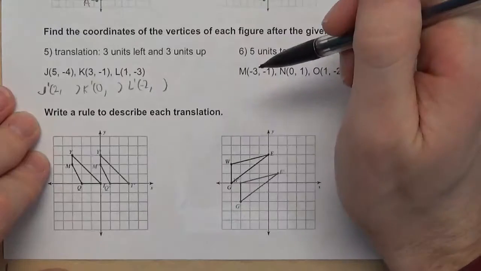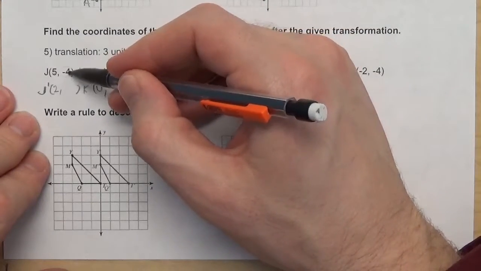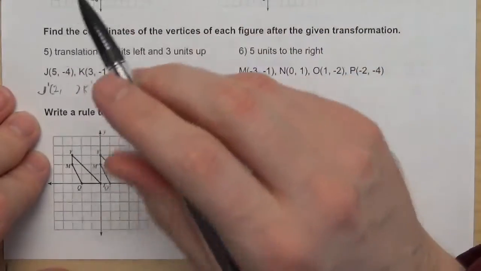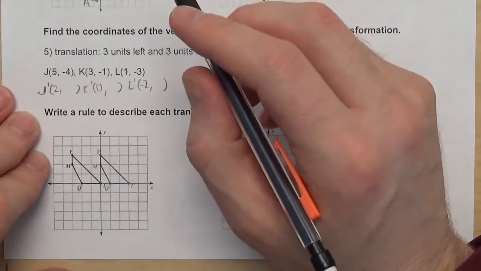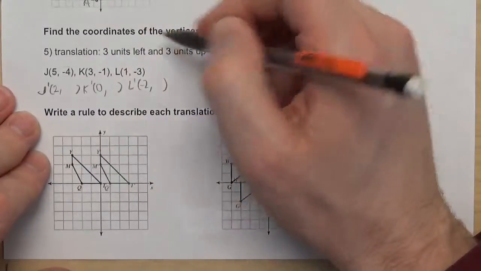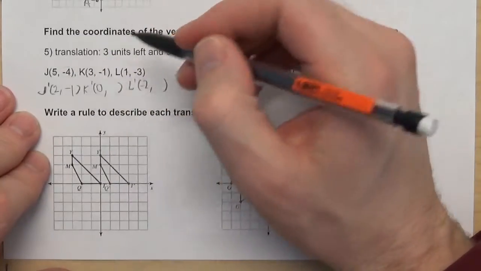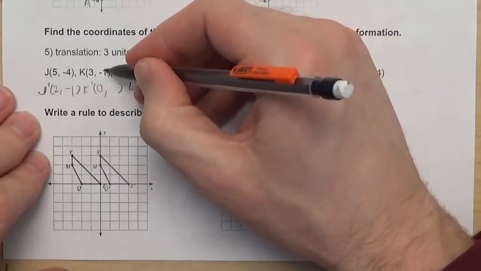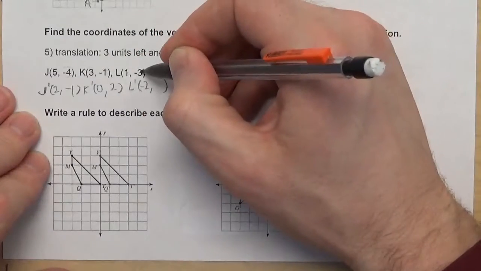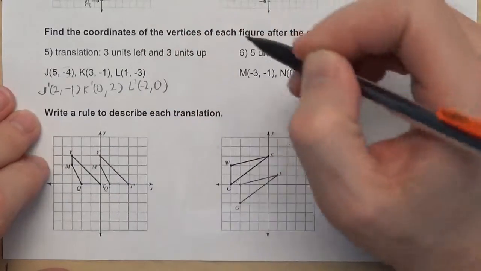Okay, then we're also going 3 units up. So the y-coordinate here tells us how we move up or down. And if we're going up, it's going to increase. We're going to go up with the number instead of down with the number. So -4, if we go up 3 from there, it's going to go up to -1, right? If we add 3 to -1, it's going to go up to +2. And if we add 3 to -3, it's going to end up being 0.